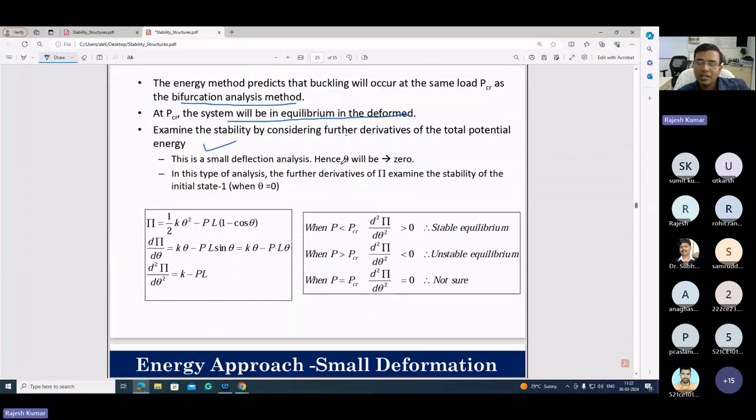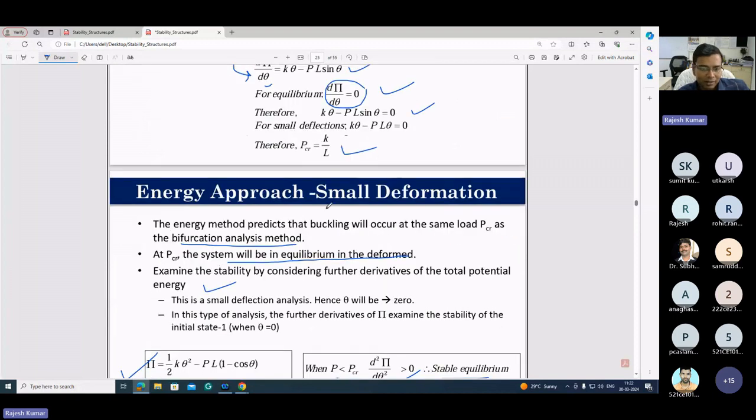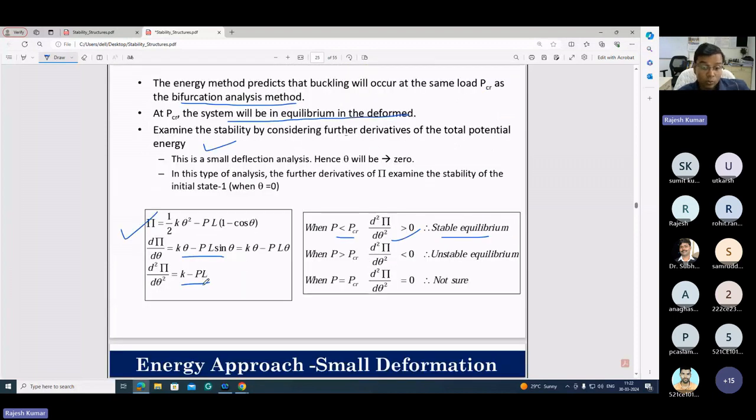This is the small deformation analysis. Theta tends to 0. So please see this: half k theta square minus PL into 1 minus cos theta. The first derivative is this. Then the second derivative comes as k minus PL. So from k minus PL, when P is less than PCR, P का वैल्यू कितना आ रहा है? K by L. P का वैल्यू K by L से थोड़ा सा कम होगा तो क्या होगा?